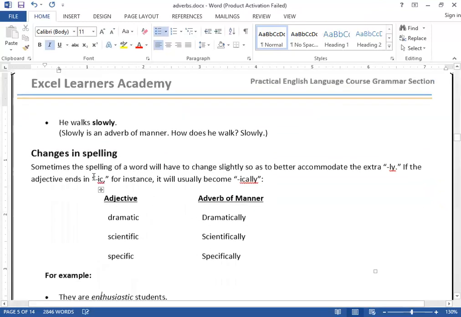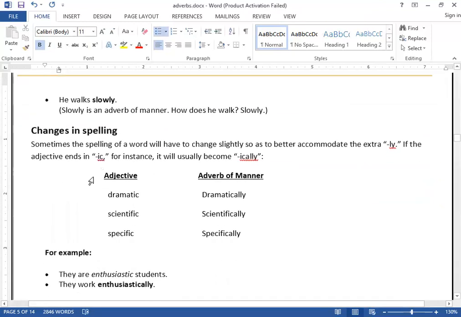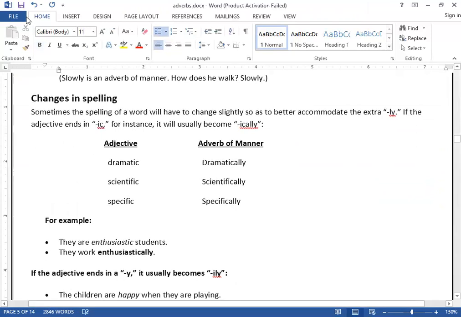Now we want to talk about more rules. Changing spelling. Sometimes the spelling of a word will have to change slightly so as to better accommodate the extra ly. If the adjective ends in ic, if there is an adjective and that ends with what? With ic. Clear? It usually becomes ically.